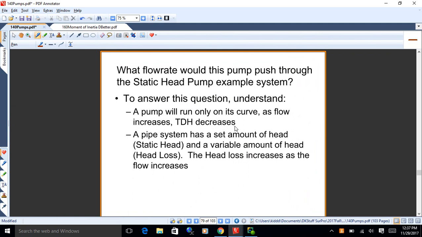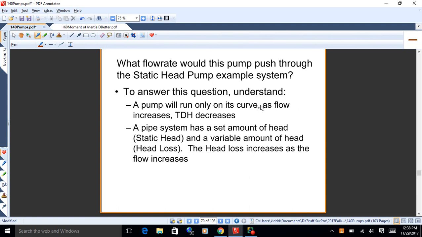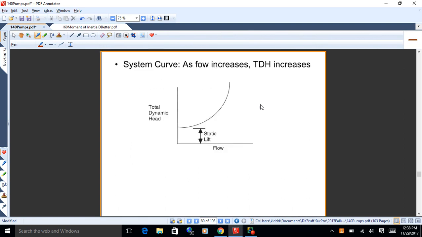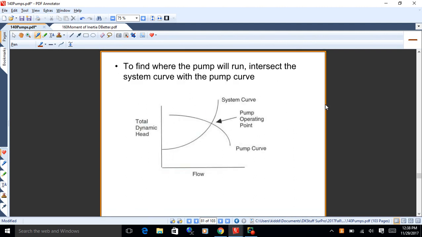Now the pipe system, as you push more flow through it, as the flow increases, you get more resisting head, more head loss. Okay? So what you get for the system curve is a curve that curves up. What you have for your pump curve is a curve that goes down. Eventually they'll intersect, and that's where the pump will run. That's what we're going to look for, is that intersection point. Okay?